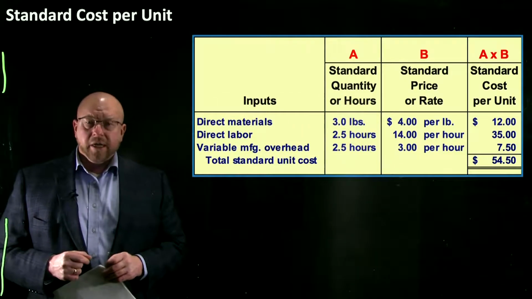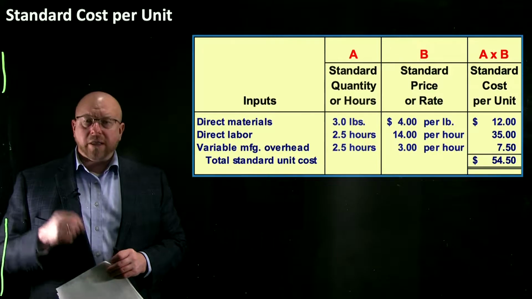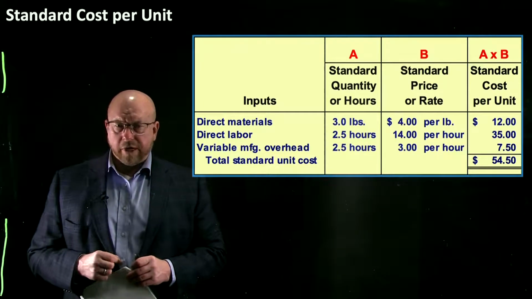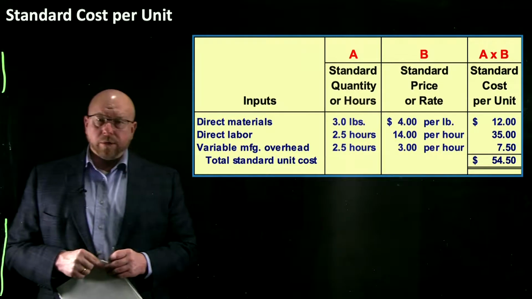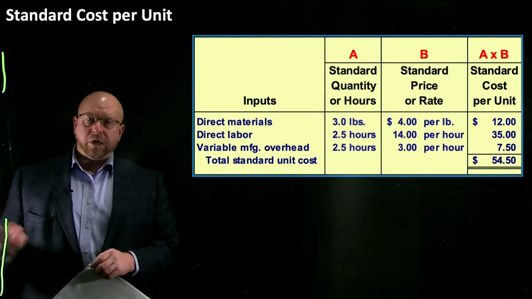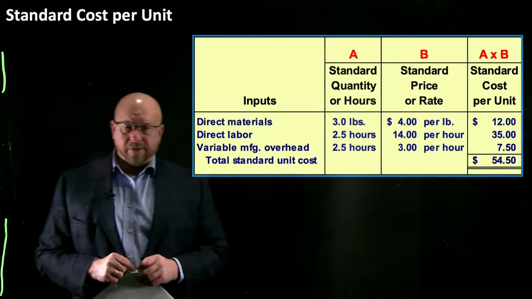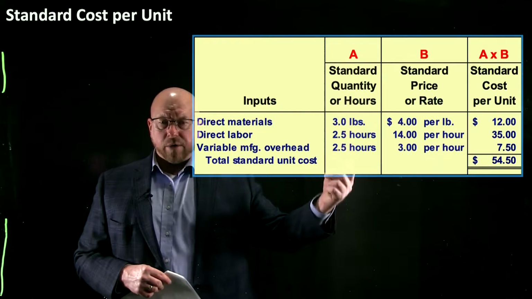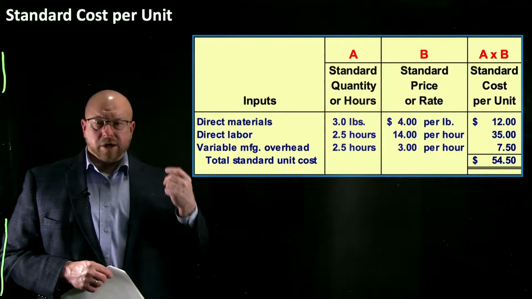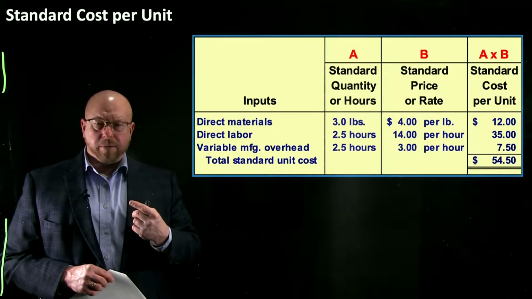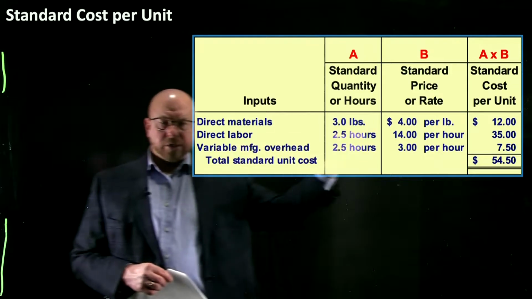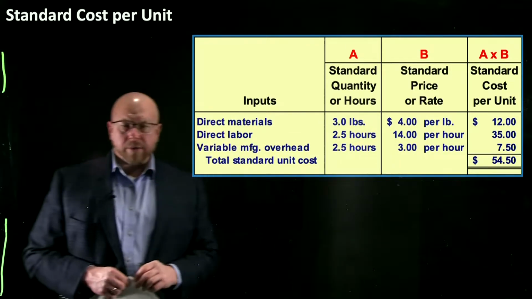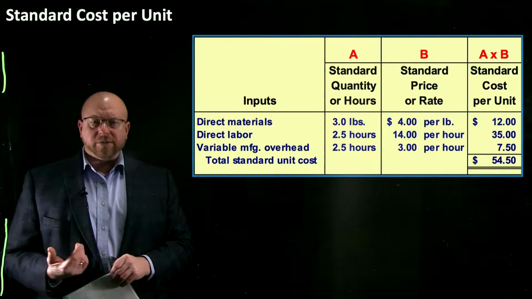And then finally, in this case, if we are allocating variable manufacturing overhead based upon direct labor hours, remember that doesn't have to be the only cost driver, but in this case it's what we have. We use the same 2.5 hours of labor because that is our allocation base for the variable overhead. And our standard rate is $3 per hour, which gives us a standard cost of $7.50.